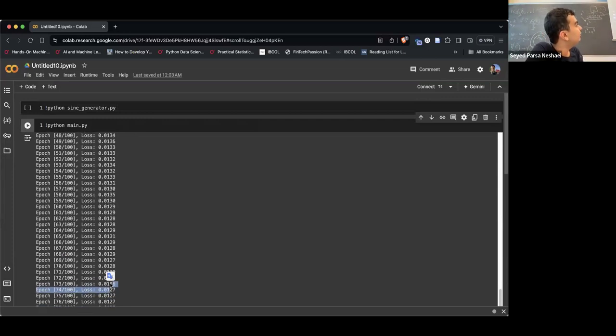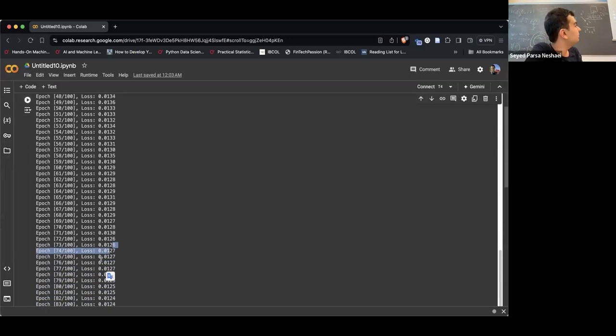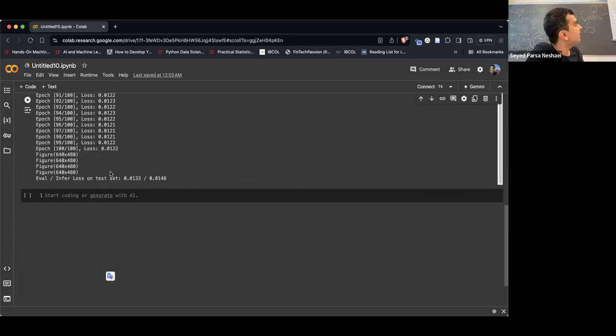As you can see, 100 epochs is a lot here, actually. You can do it very well with even a smaller number. But in the end, we achieve a very small loss on the test set, quite similar to the small loss we had on the training set, which means that the model worked well.